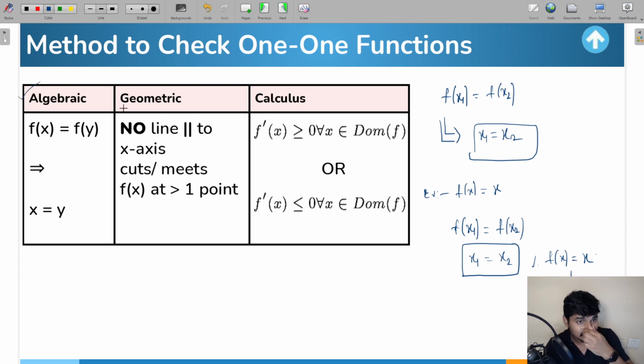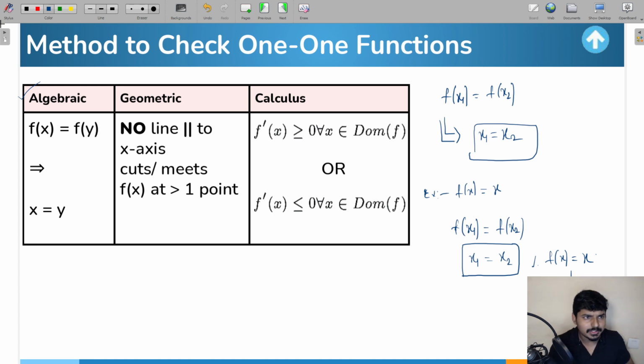The next one is going to be the geometric method. In the case of the geometric method, what you have to do is first draw the graph of f of x, and then draw a horizontal line and see the number of intersection points between the horizontal line and the graph of f of x. If it intersects at only one point, in that case, we can say the function is going to be a 1, 1 function. If it is intersecting at more than one point, it is not going to be a 1, 1 function.